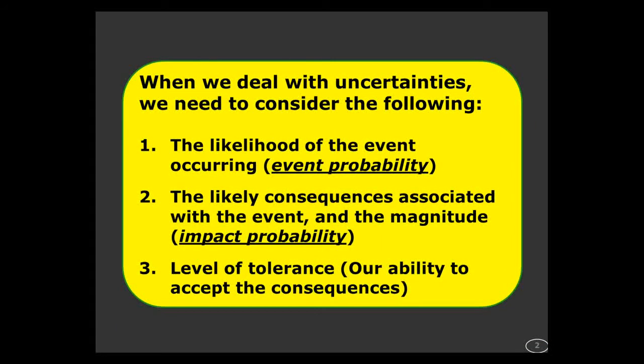When we deal with uncertainties, we need to consider the following. 1, the likelihood of the event occurring. We refer to this as event probability. 2, the likely consequences associated with that event and the magnitude. We refer to this as impact probability. And finally, the level of tolerance.